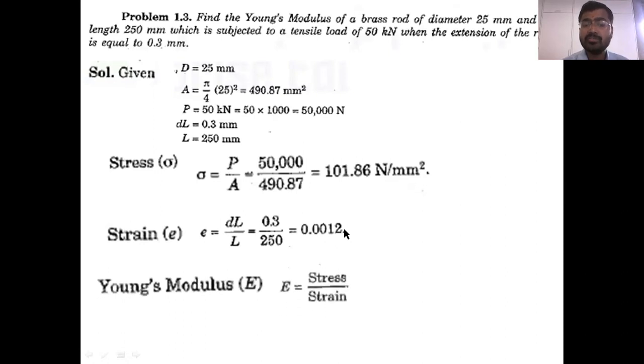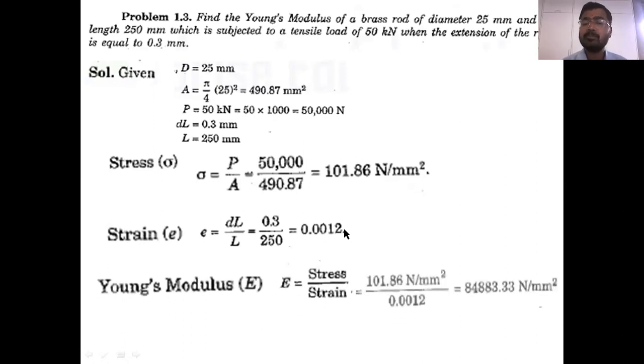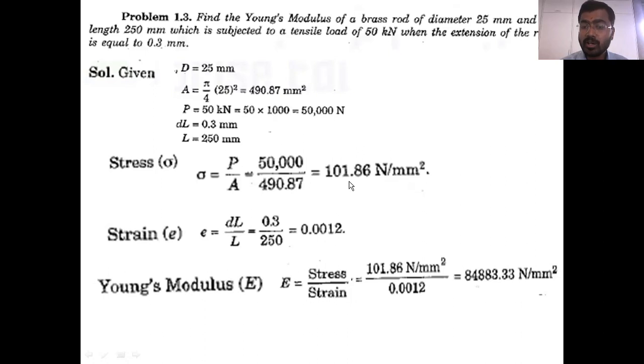So the Young's modulus is equal to stress upon strain. Stress we have already got, equal to 101.86 Newton per mm square, upon the strain of 0.0012. So the E value we have got as 84883.33 Newton per mm square. So the Young's modulus here we have calculated.